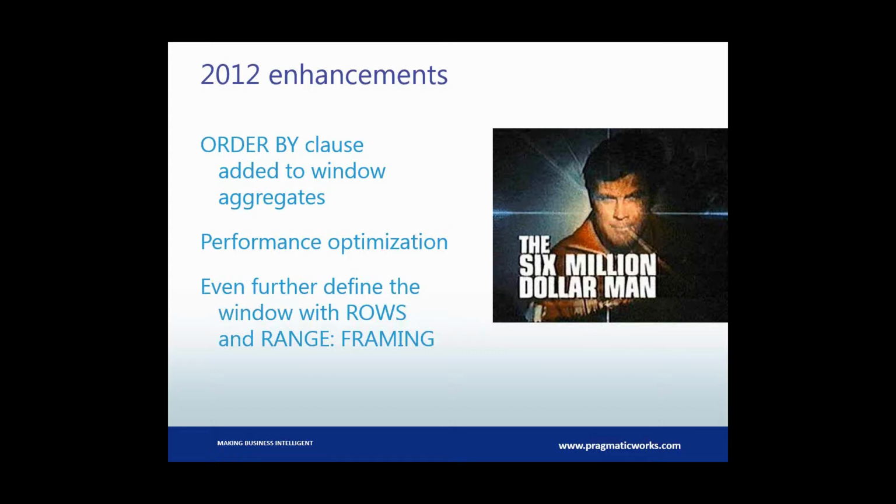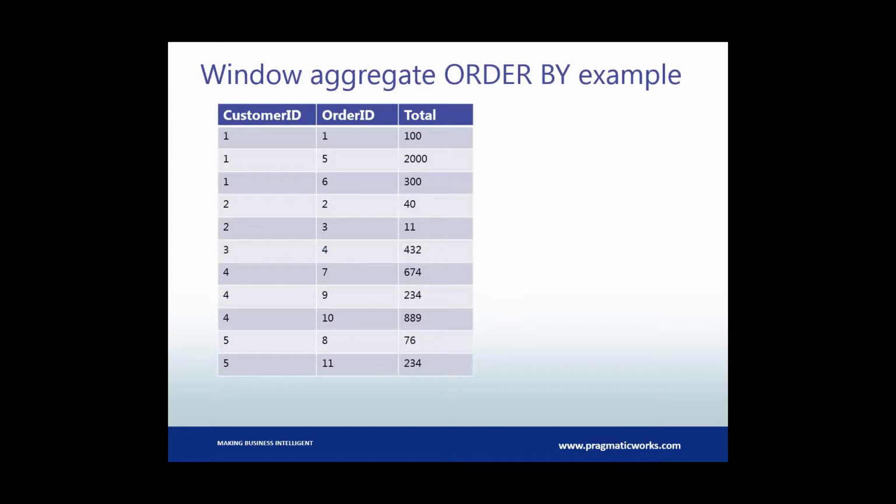We also have some other enhancements to these window aggregates where we can add something called framing. Framing allows me to further define the windows. Okay, so let's walk through an aggregate order by example. I've got the same data here. I'm going to sort it by order ID.